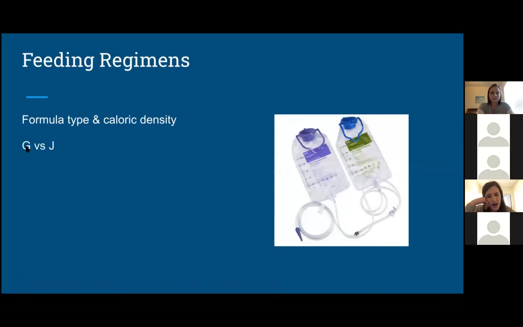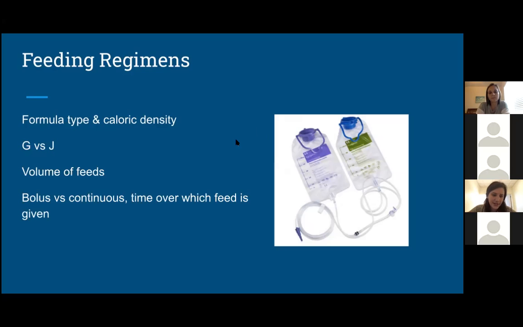So then, like you guys mentioned, you want to ask about the formula type. Usually formulas are labeled as like Nutren or Jevity or something, and then there's a caloric density number afterwards, like 1.2, which tells you the calories of it, or 1.5 or whatever. And then the G versus J, we already asked about the volume of feeds you're giving each feed. Of course, and then bolus versus continuous and the time over which the feed is given. So if they're bolus feeds, it might be like 300 milliliters over 30 minutes, 5 times a day or whatever, versus continuous is just going to be continuous 24 hours a day at 60 mL per hour.